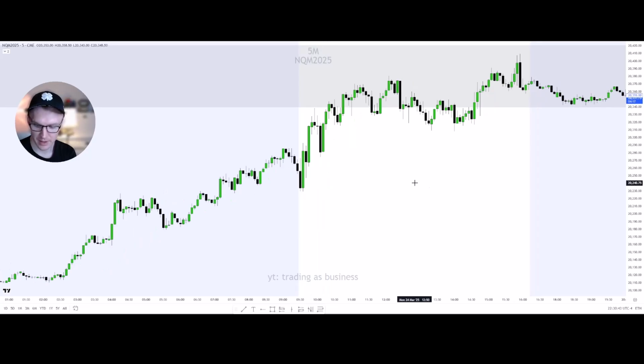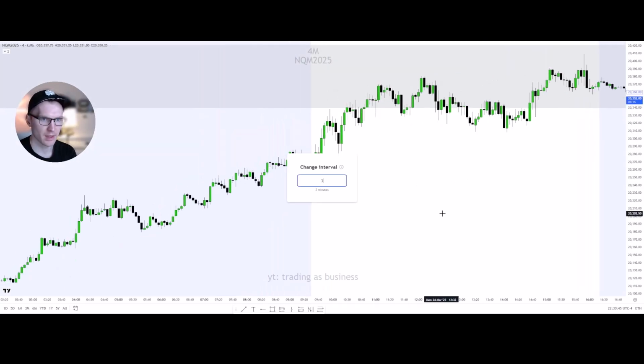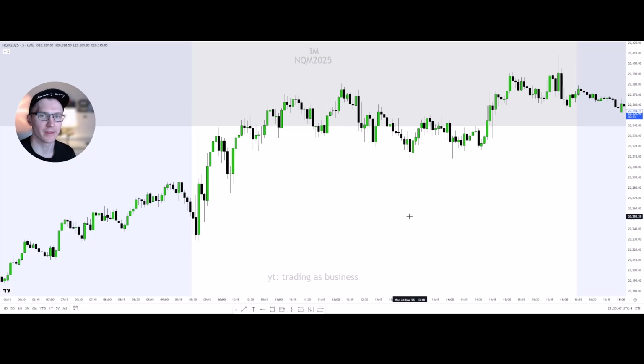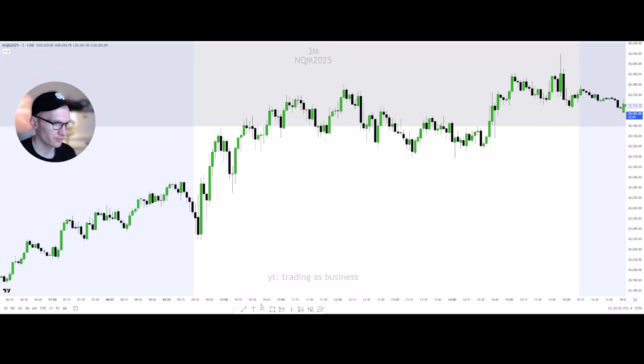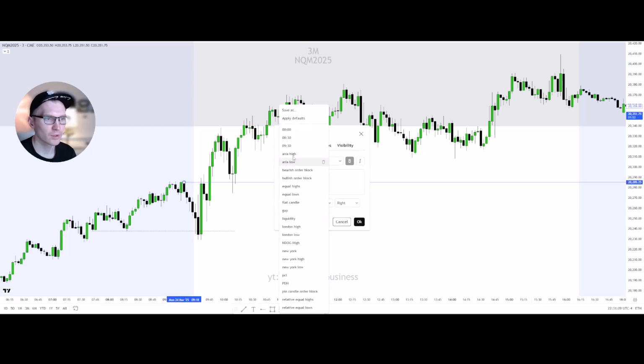This is 5-minute time frame, 4, 3, and this is where we had the setup on 3-minute time frame. Let me show it to you. So look at that. What are these? Relative equal lows, right? Beautiful. So relative close, we're taking all of those down closed candles. That's a bullish order block, isn't it? Bullish order block.